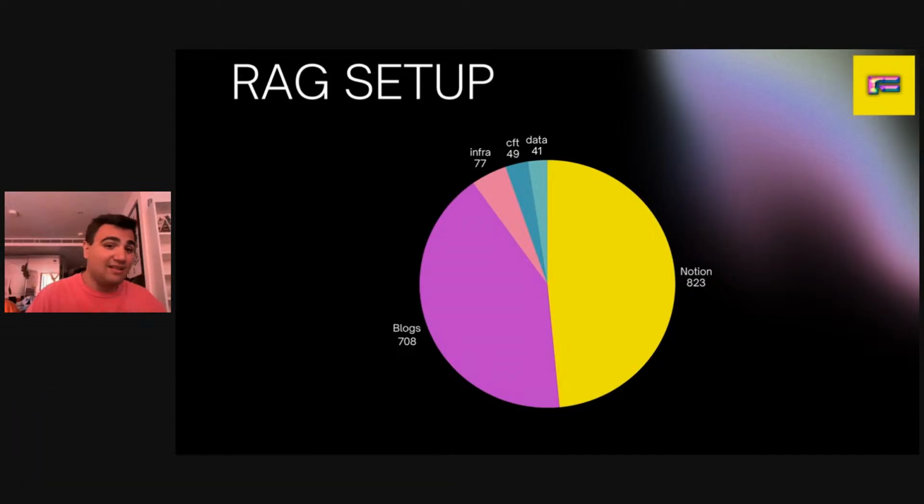Infra, CFT, and data, those are from GitHub. Markdowns do come automatically, but when it comes to blogs, they come from HTML. We do the conversion. It's not that hard. There are already tools built for that, which is amazing. But then Notion becomes kind of tricky because we have to do everything manually and reverse engineer the process, to make sure we get all the data.